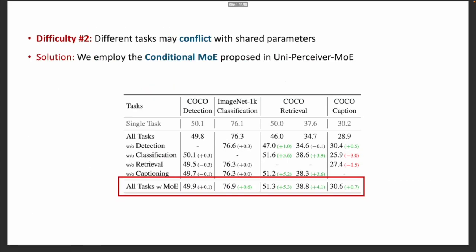The second difficulty is the task interference. To mitigate this issue, we use the conditional MoE proposed in our previous work, Uni-Perceiver-MoE. We also investigate the task collaboration and interference in our paper. In this table, we can see that naively performed multitask training hurts the performance of the image classification, retrieval, and caption task. With MoE, the performance of joint training can exceed the single task baseline, which indicates that the collaboration and knowledge transfer of different tasks can boost the performance.